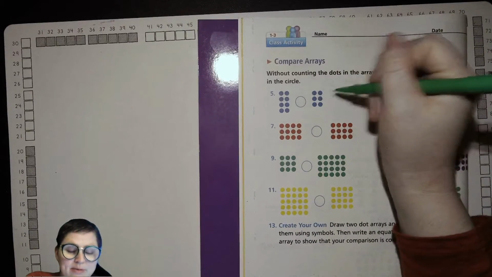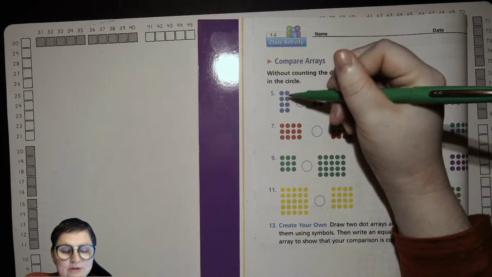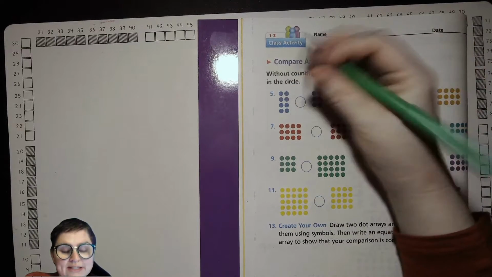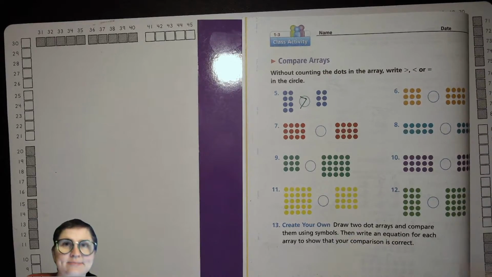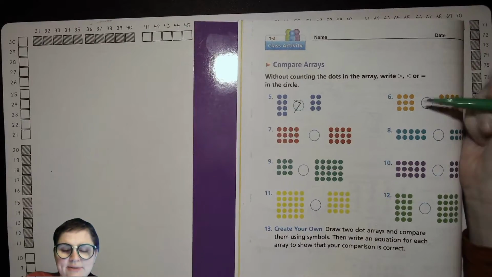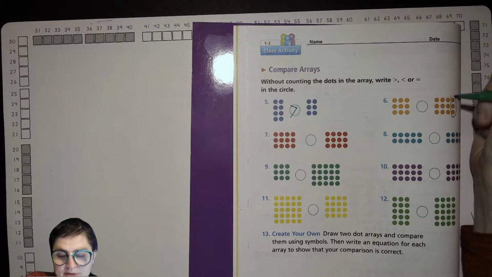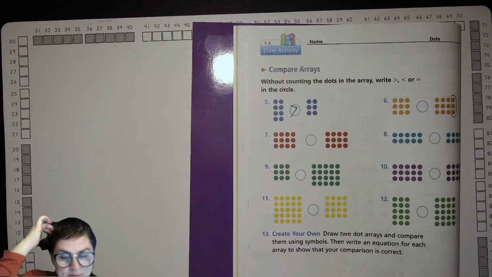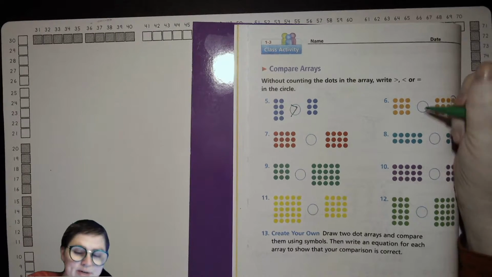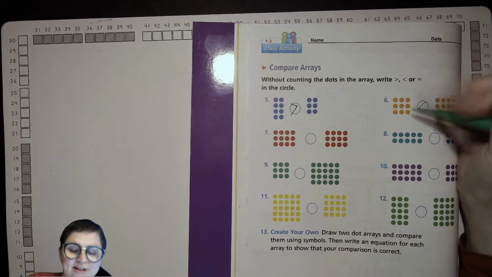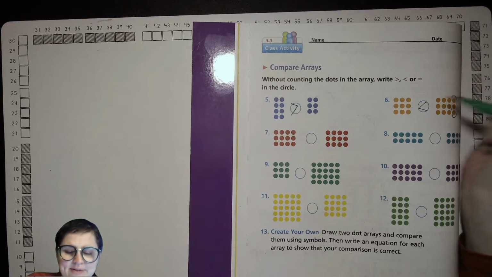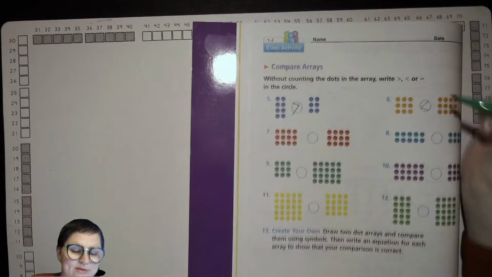So this is a 3 by 2, only 6 dots. This is a 2 by 4, that's 8 dots. So 8 is greater than 6. This one is 3 by 3. This one is 3 by 3 but plus 1 more. So 4 by 3, 3 by 4, which means it is greater. Or sorry, this one is less than that one. So the 9 is less than that 12.